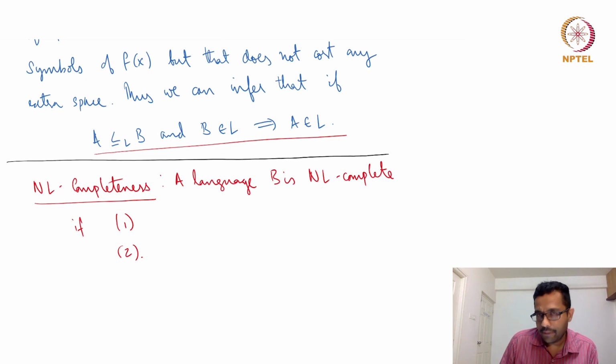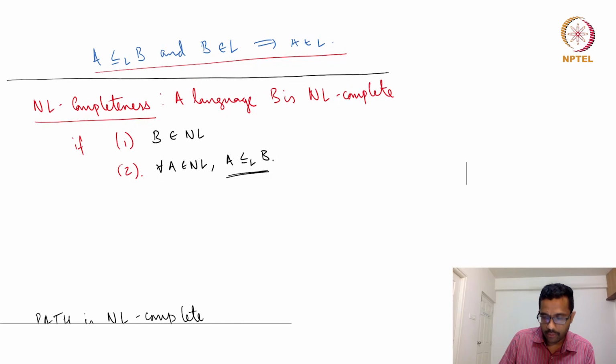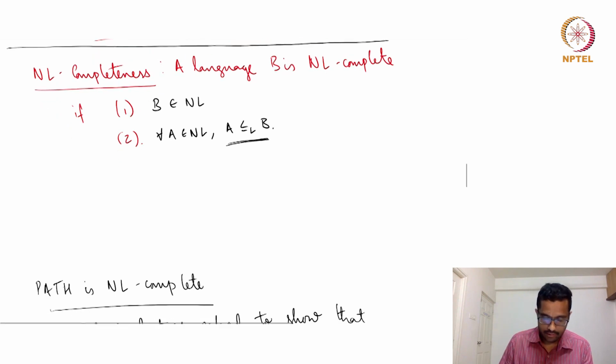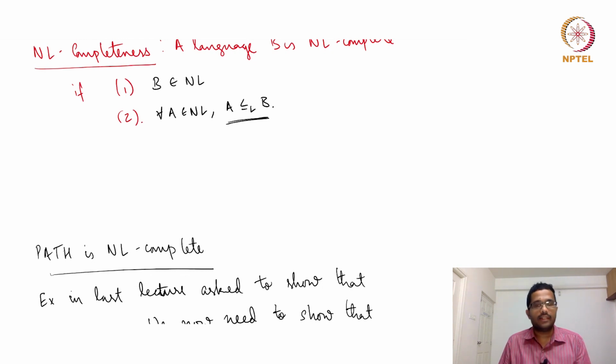NL completeness is very similar to NP completeness, just that we use a logarithmic space reduction instead of a polynomial time reduction. A language B is NL complete if, first, B is in NL, and second, for all A in NL, A reduces to B in logarithmic space, not polynomial time. This is the notation for the reduction, A less than or equal to with an L subscript, to denote that it is a logarithmic space bounded reduction. So this is the definition of NL completeness.